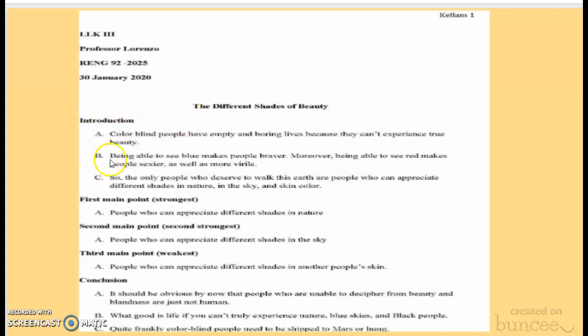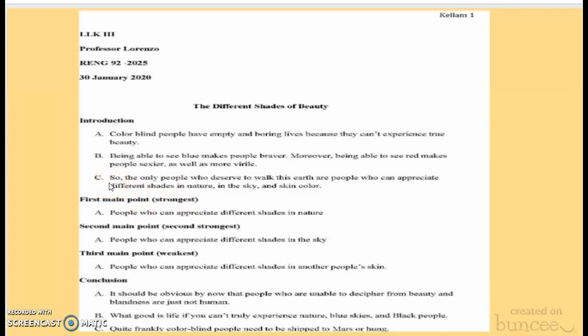Here we have our introductory paragraph, part of our outline, which includes our hook. Colorblind people have empty and boring lives because they can't experience true beauty. Then we have our supporting sentences. Remember, you need to have at least 2 supporting sentences in your introductory paragraph. And then we have our thesis, and our thesis is where the entire essay is focused from.